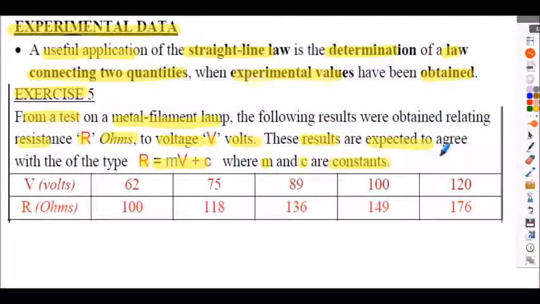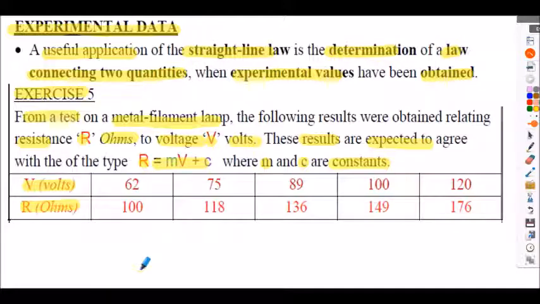We know that m is equal to the gradient and c is equal to the intercept. So in this particular question, they've changed the notation. Instead of having y equals mx plus c, we have R is equal to mv plus c. So it's the equation of the line that defines the x and the y axis. In this case, the R would be the y-axis and the V would be the horizontal axis.